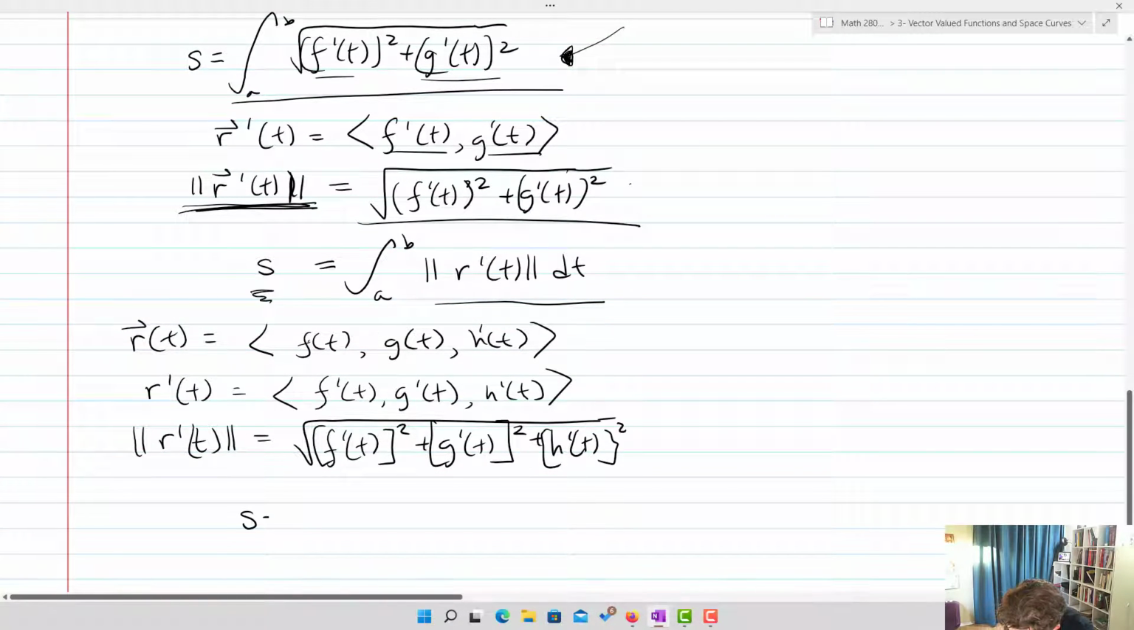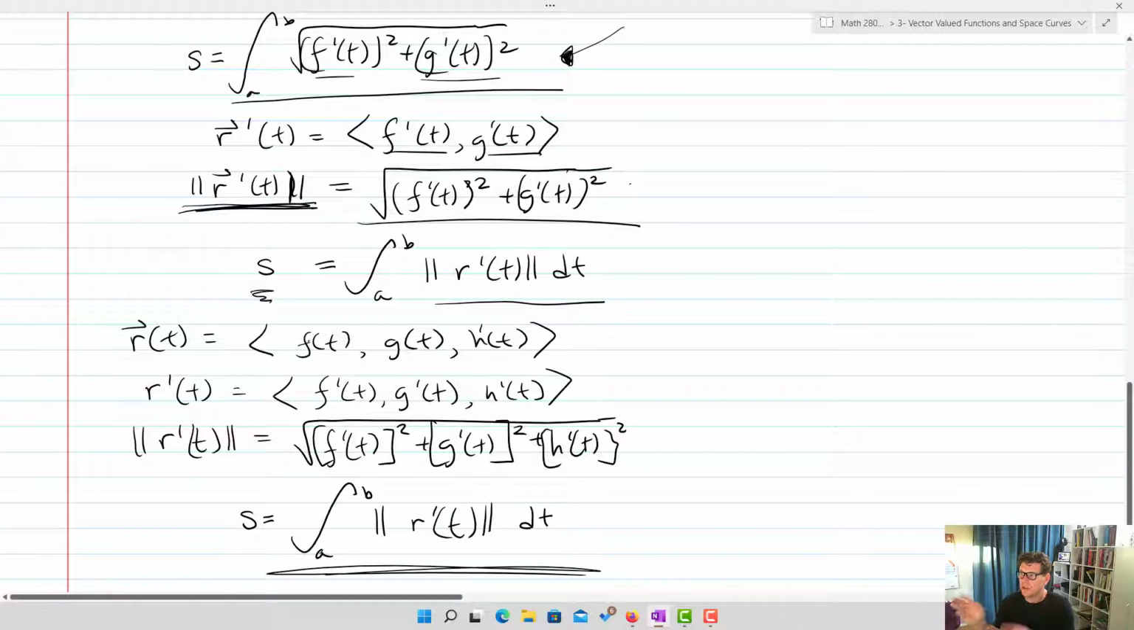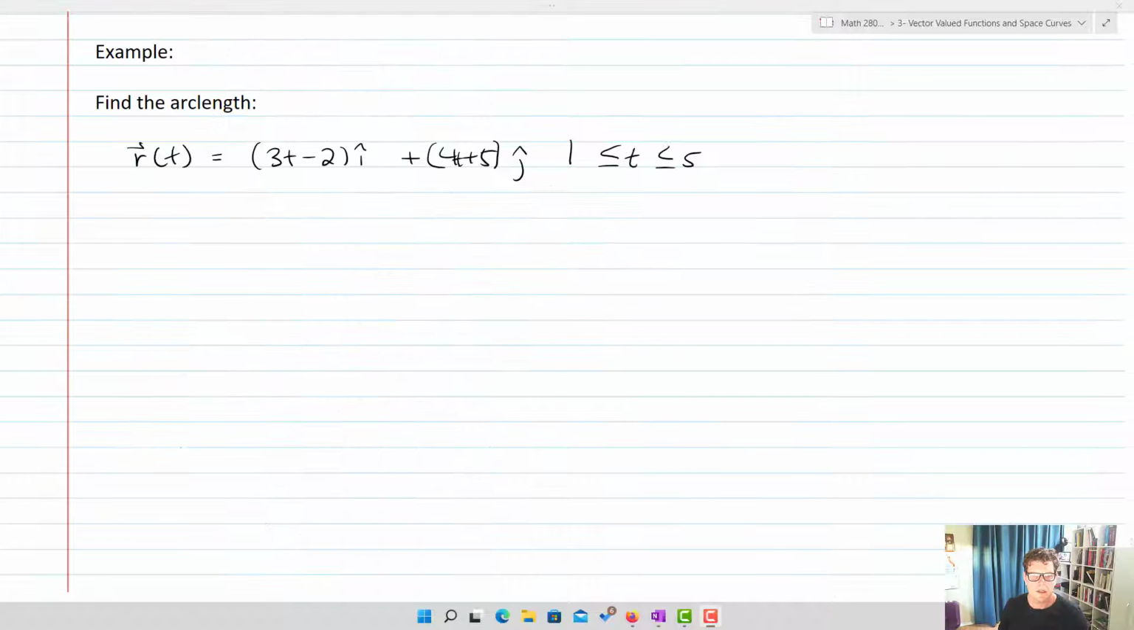So our s here is just going to be equal to, again, the integral from a to b of the magnitude of r prime of t dt. Okay? And so that actually is going to come in handy for us when we do work later on, the fact that this is also going to be a way to define our arc length. We'll do some substitution here, and that's going to help us out a lot. So let's actually take a look at a couple of examples to work with. So let's try this out.